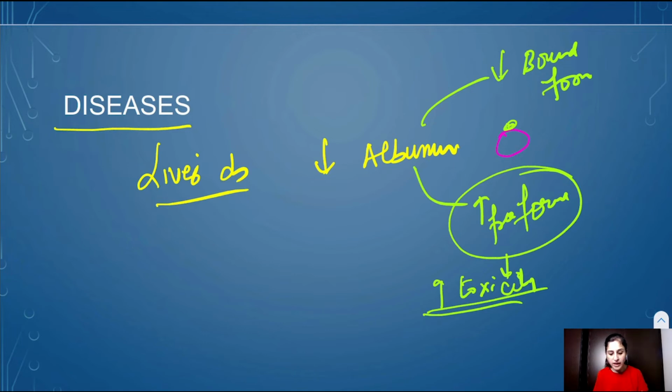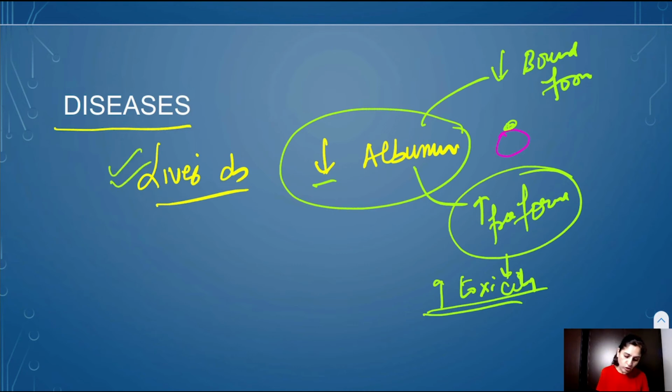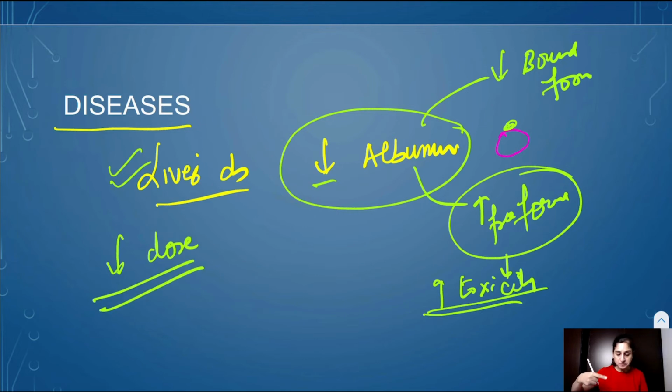So therefore, when you are giving a drug which you know binds to albumin in a patient of liver disease, you should always decrease the dose of the drug because you know that now the albumin is low. If you give the same amount of dose as before, there will be chances of toxicity. So keeping in mind the level of albumin in the plasma, we have to decrease the dose of the drug. So that is one thing.